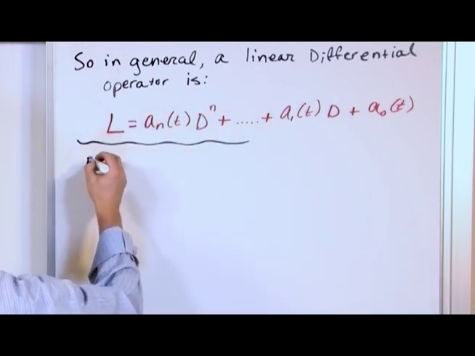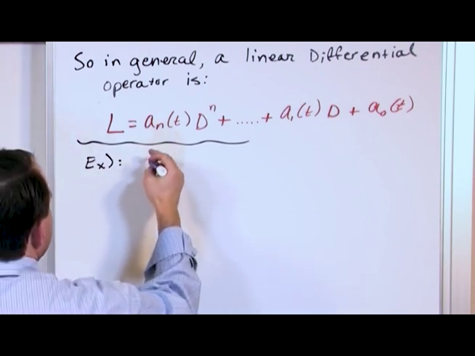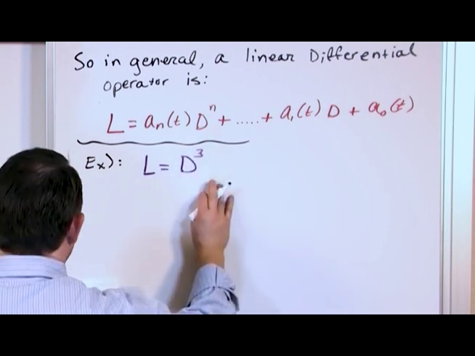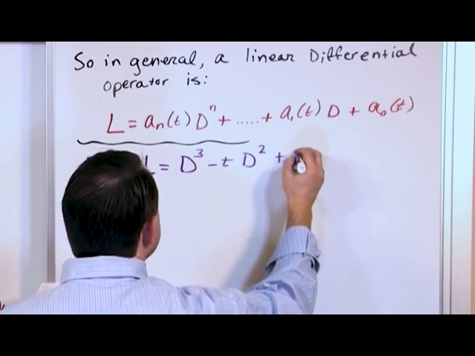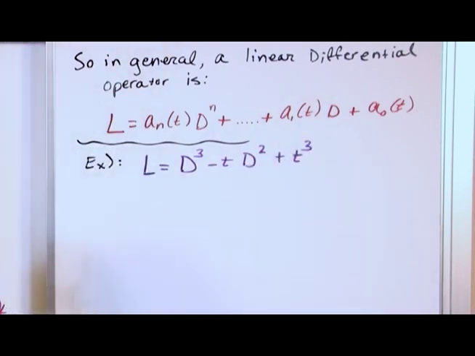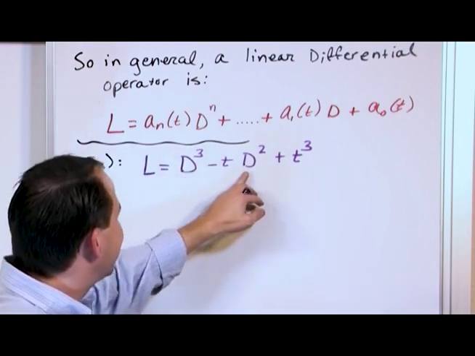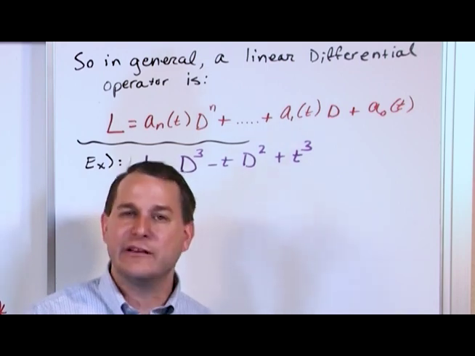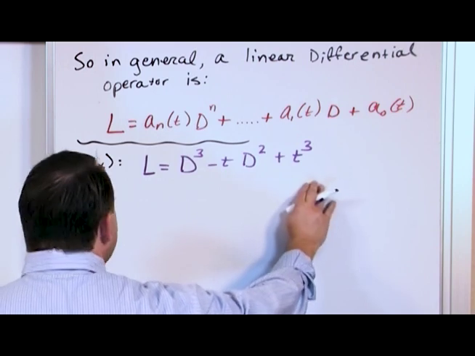So for example, and actually I want to change colors a little bit here. Let's say that my linear differential operator L is equal to d cubed minus t d squared plus t cubed. And remember, when I say d cubed and d squared, I really don't mean take the derivative and cube it and take the derivative and square it. I mean third derivative and second derivative. It's a shorthand way of writing that, all right? So this is a linear differential operator, right?